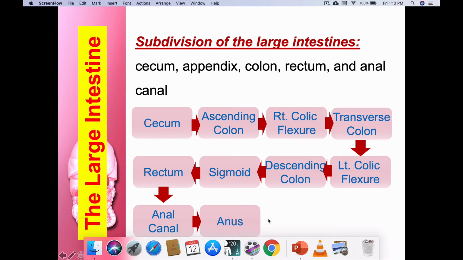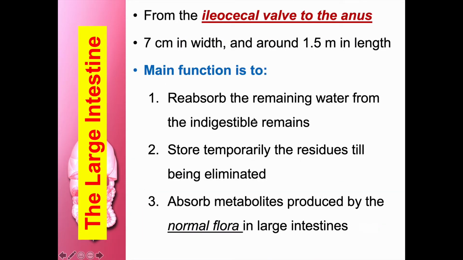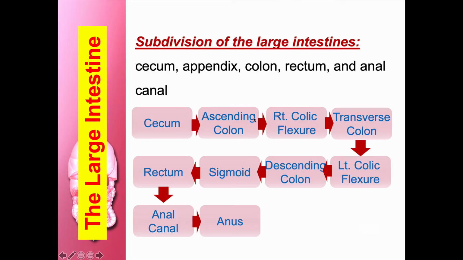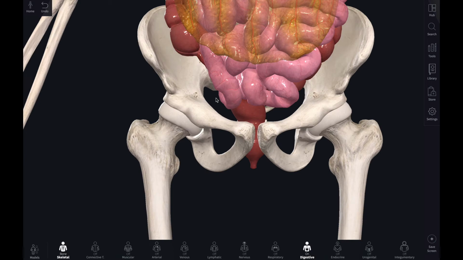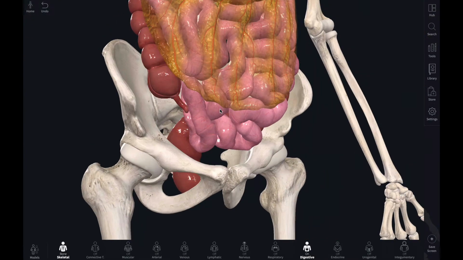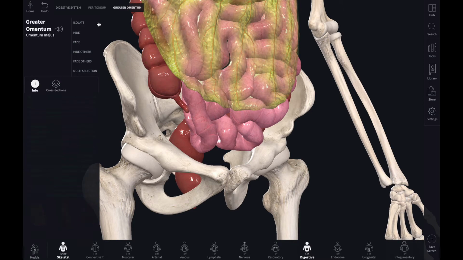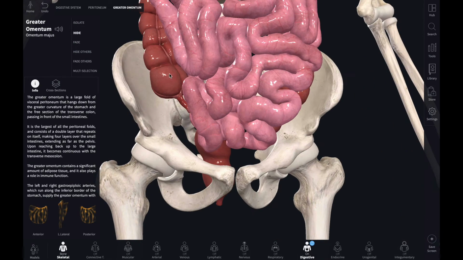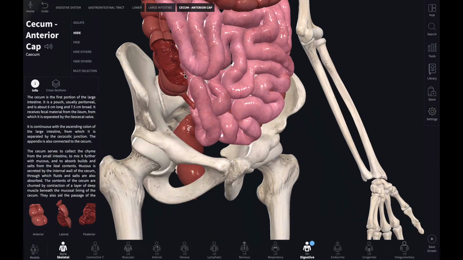Okay, so now this is what we are going to see. Before that, we will start with the appendix. I have already explained about the ileocecal wall, which is present here, and this is the cecum part. This part is called the cecum. Let me remove part of the cecum here.